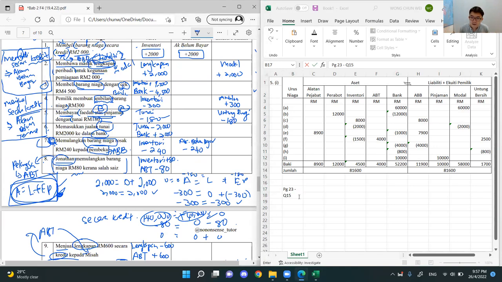Alright? Then after question 15, you do question 16. Now this question 16 is something like that. Then you just do something like asset, liability, and equity pemilik, whether dia tambah atau berkurang for what thing. So you do something like that lah. If dia bertambah 300, then you put there, tambah 300. Minus 1,000, then you put minus 1,000.